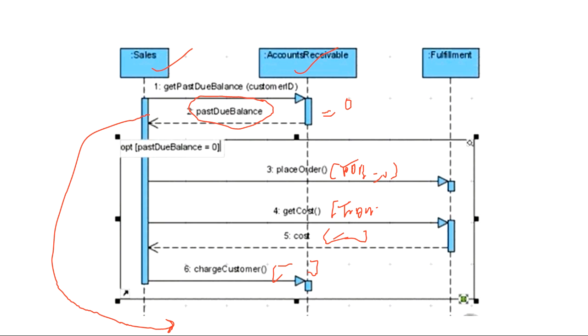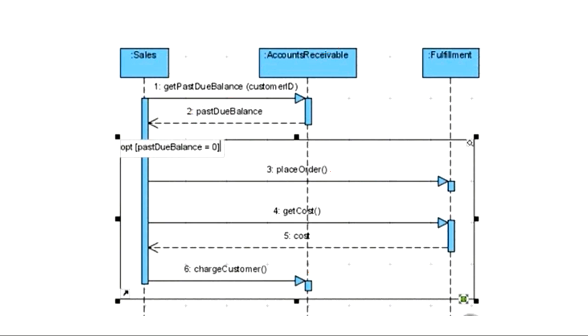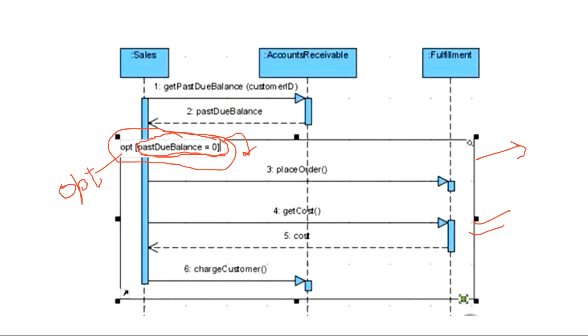But the better alternative is you use this interaction frame, this rectangular box, and you put the operator name. यहाँ पे operator लिखते थे top left hand side में. इसकी जगह you write the operator as opt, means optional, means this frame is optional. You will only enter this frame if the condition is past due balance is equal to 0. So the first condition will be checked, that if past balance is 0 means you don't have any due balance, then you will enter and you will perform all the interactions. If this condition is false, you will directly come out.